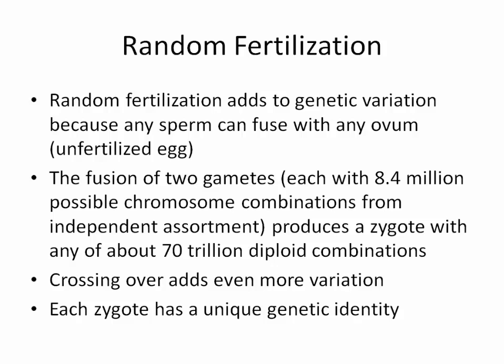Random fertilization adds to genetic variation because any sperm can fuse with any ovum. The fusion of 2 gametes, remember each of them has about 8 million possible chromosome combinations from independent assortment, will produce a zygote with about 70 trillion diploid combinations. Okay, so therefore, there's a tremendous variation resulting from sexual reproduction. And then, on top of that, crossing over adds even more variation. So each zygote is truly unique. It has a unique genetic identity.